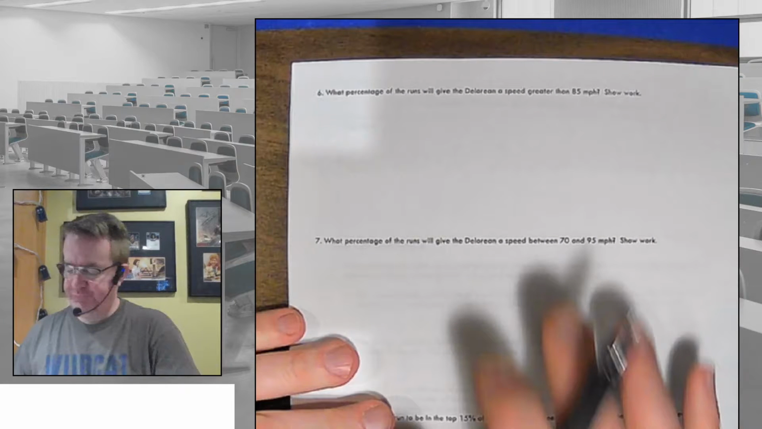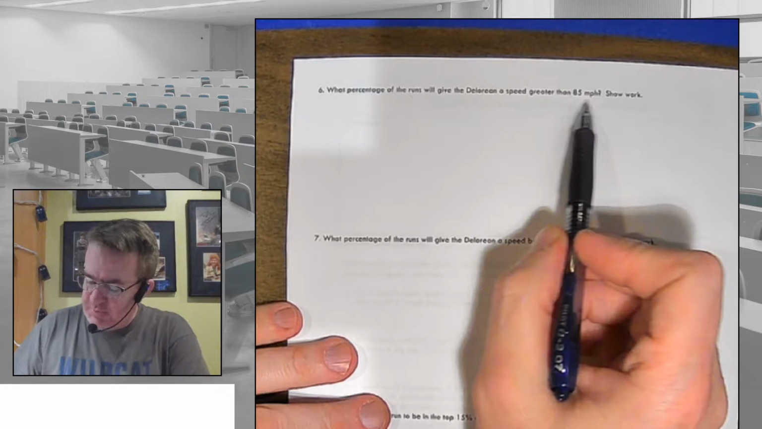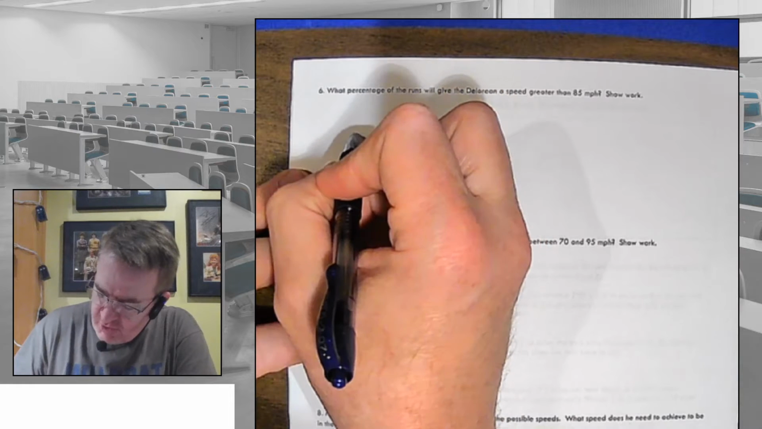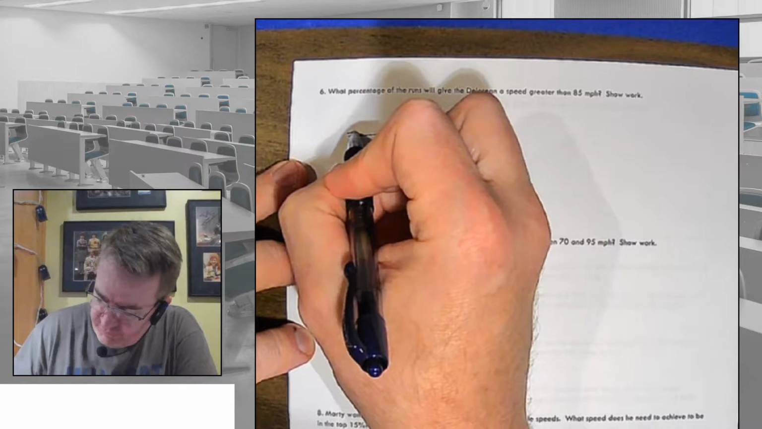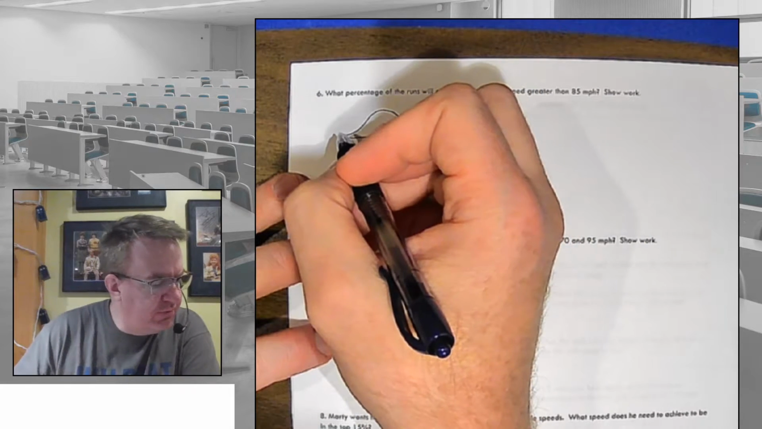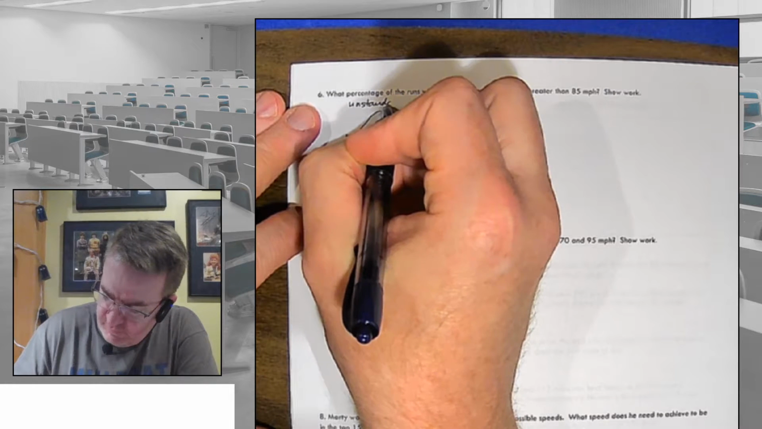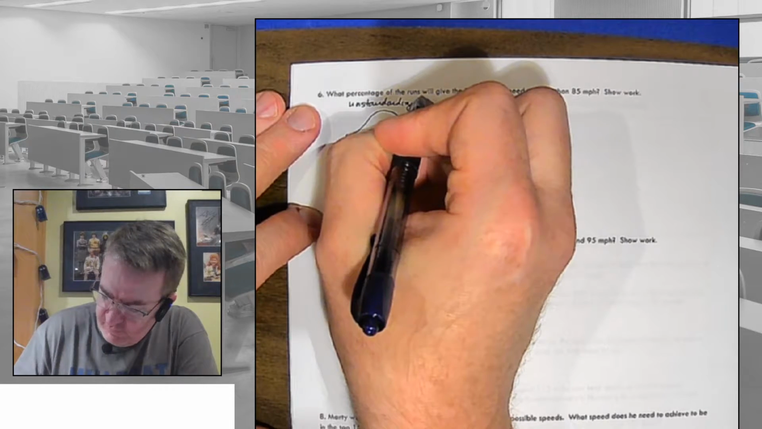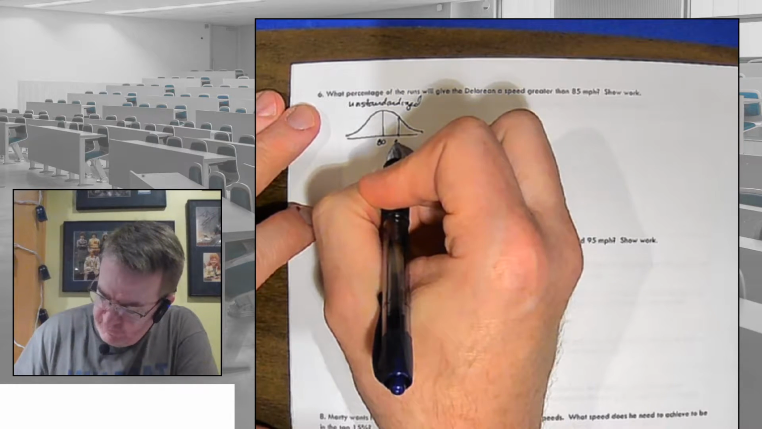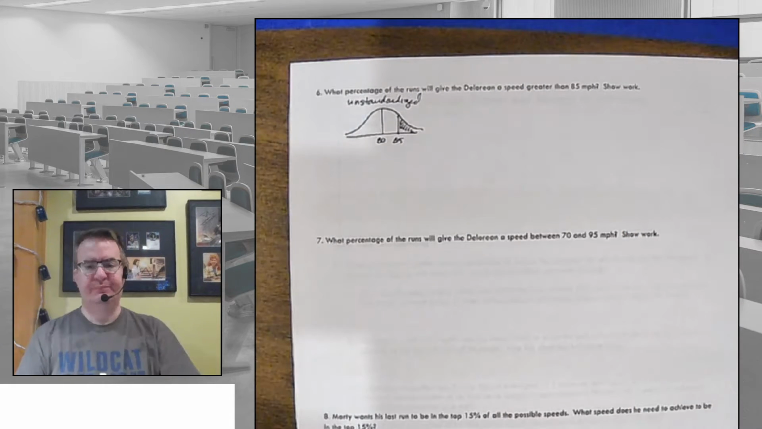Thanks. Will do. All right, so what percentage of the runs will give the DeLorean a speed of greater than 85? Same idea. First of all, we're going to draw the picture. This is the unstandardized one. I've got my 80 here, I've got my 85 here, and then I've got this going that way.